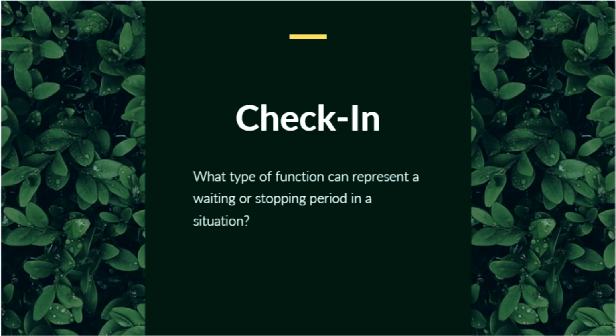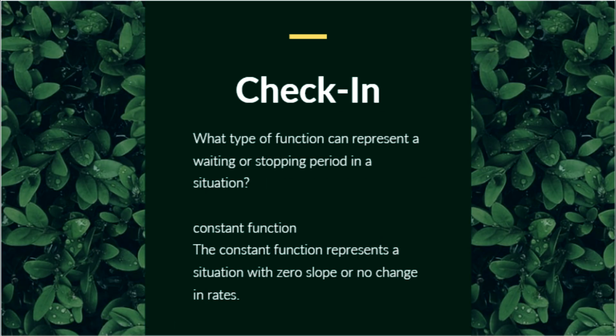What type of function can represent a waiting or stopping period in a situation? If you're waiting or stopping, it's a flat line. What is that? You can do this. It's a constant function. The constant function represents a situation with 0 slope or no change in rates. This should be in your notes.